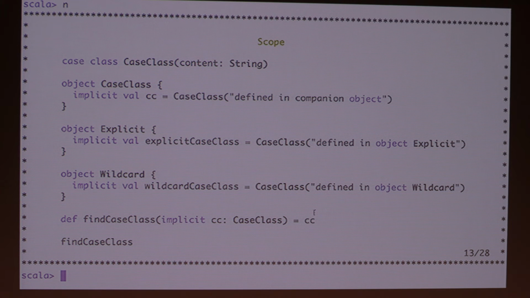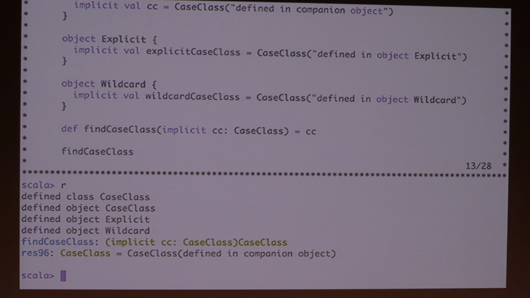So now I'm curious if you have an idea what will happen here. If you think that this will result in the case class in the companion object being returned, please raise your left hand. If you think it's the one in explicit, raise your right hand, and for the wildcard, just raise both hands. So, what do you think? I see a lot of left hands. Let's see what is actually the case here.